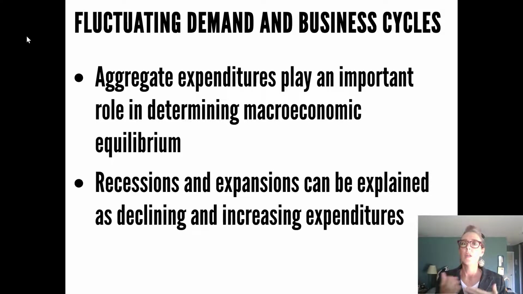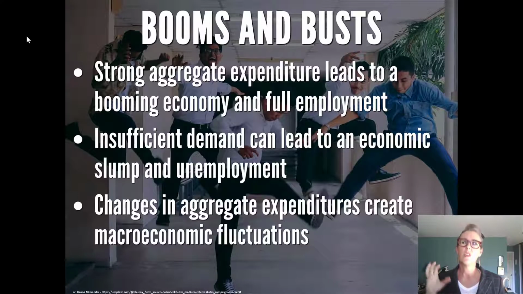The Great Depression was precipitated by a lot of things, but one of the big things was a stock market crash. When wealth erodes quickly like that, people spend less, and that pulls the economy down. So booms and busts. Strong spending leads to a booming economy, full employment, all those good things. Insufficient demand can lead to an economic slump and unemployment. So changes in total spending, or aggregate expenditures, will create the fluctuations of the business cycle.